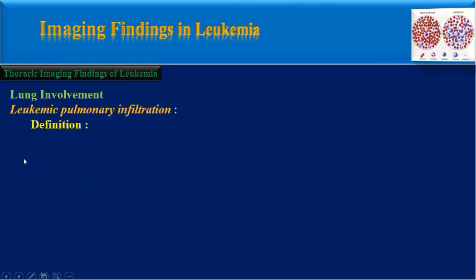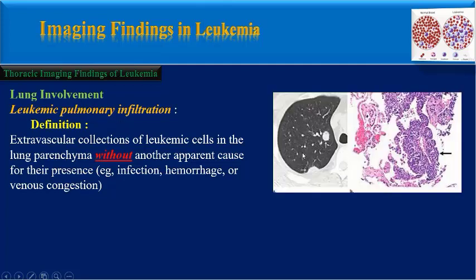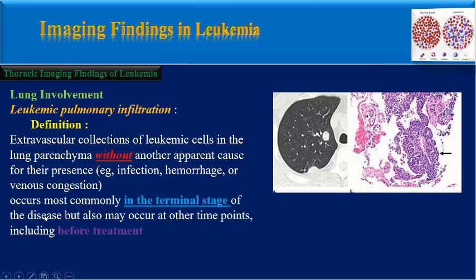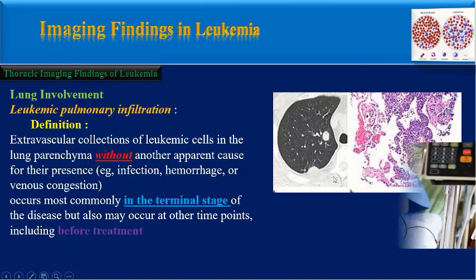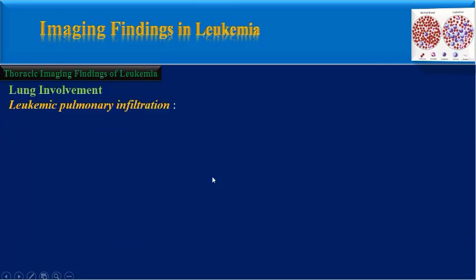What is the definition of leukemic pulmonary infiltration? Extravascular collections of leukemic cells in the lung parenchyma without another apparent cause for their presence, for example, infection, hemorrhage, or venous congestion. It occurs most commonly in the terminal stage of the disease, but also may occur at other time points, including before treatment. Now, a case presentation of leukemic pulmonary infiltration.